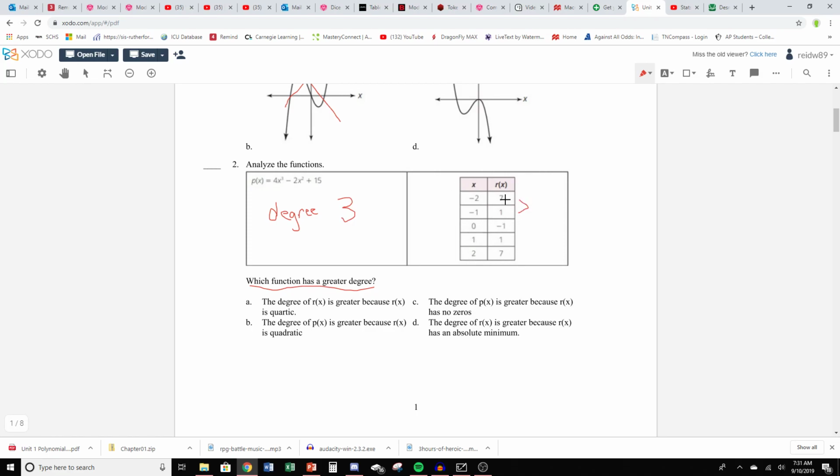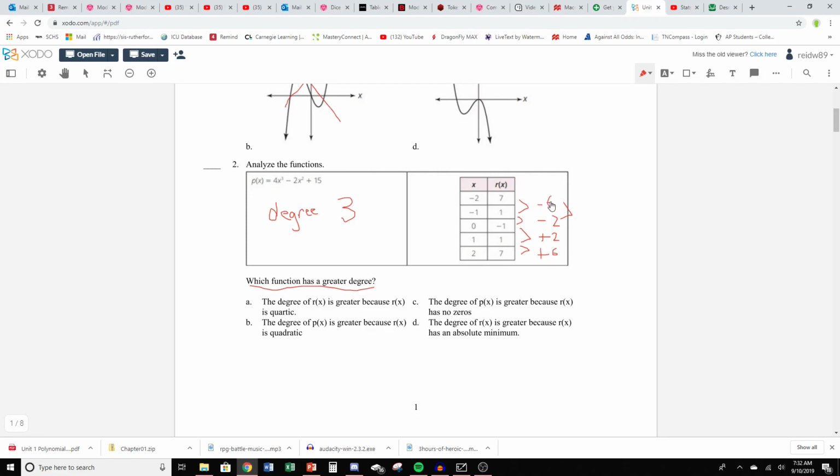So from here to here is minus 6. From here to here is minus 2. Here to here is plus 2. And then from here to here is plus 6. So it's not constant, so we've got to do another one.